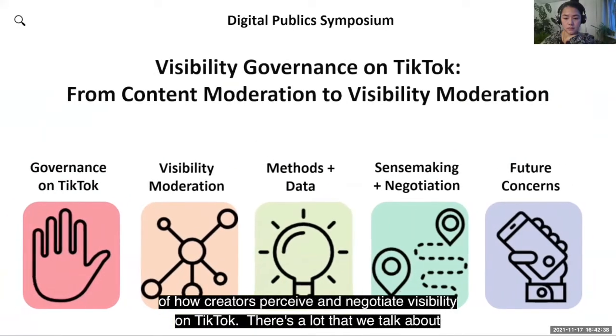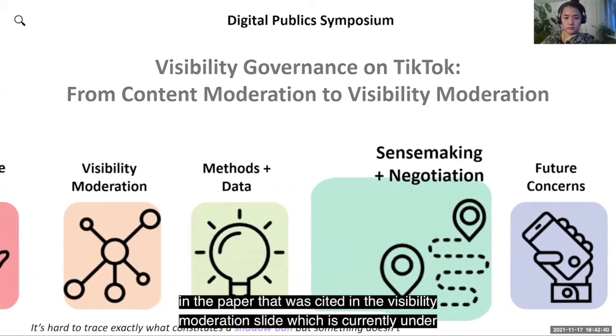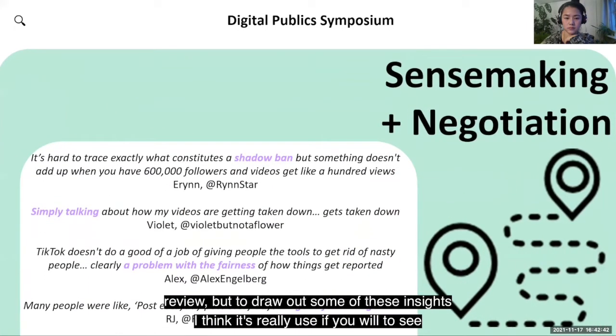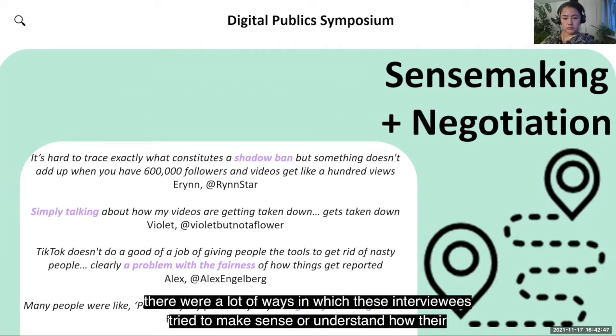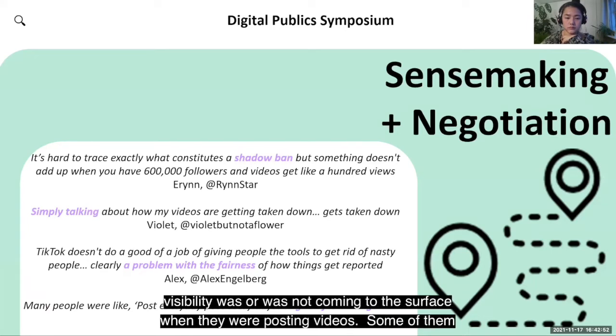There's a lot that we talk about in the paper that was cited in the visibility moderation slide, which is currently under review. But to draw out some of these insights, I think it's really useful to see that there were a lot of ways in which these interviewees tried to make sense of how their visibility was or was not coming to the surface when they were posting videos. Some of them had thousands, if not hundreds of thousands of followers, and they discussed their own interpretations of this concept of shadow bans. Some of them mentioned a confirmation bias effect where, when they start talking about how their videos are being taken down, they then start noticing that more videos are being taken down.